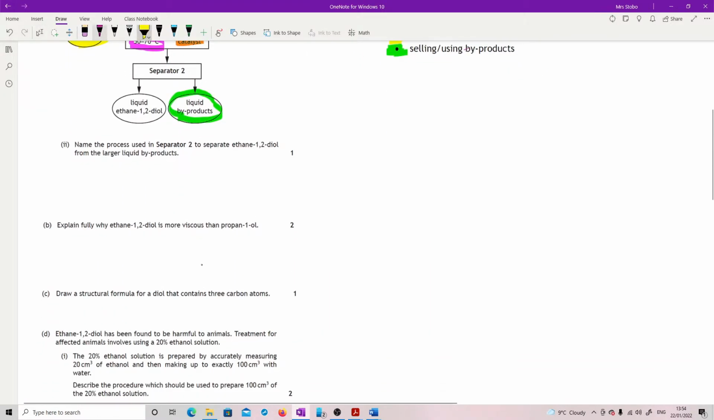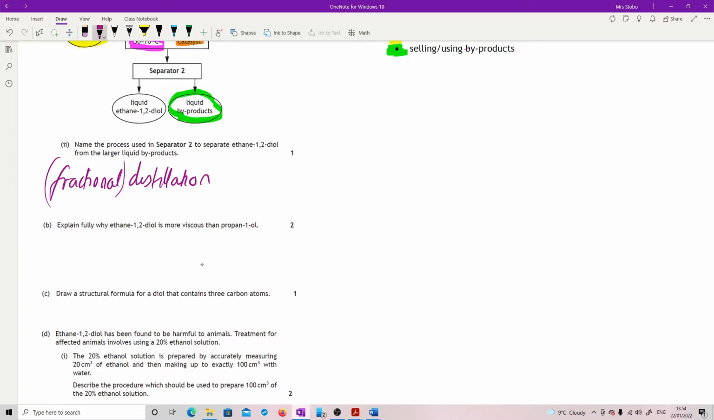Name the process used in separator 2 to separate ethane 1,2-diol from the larger liquid byproducts. So if you're told that you have products which are liquids and you're trying to separate them, I'm expecting distillation. I actually would really expect fractional distillation, but that wasn't actually required in the mark scheme. Distillation was accepted.